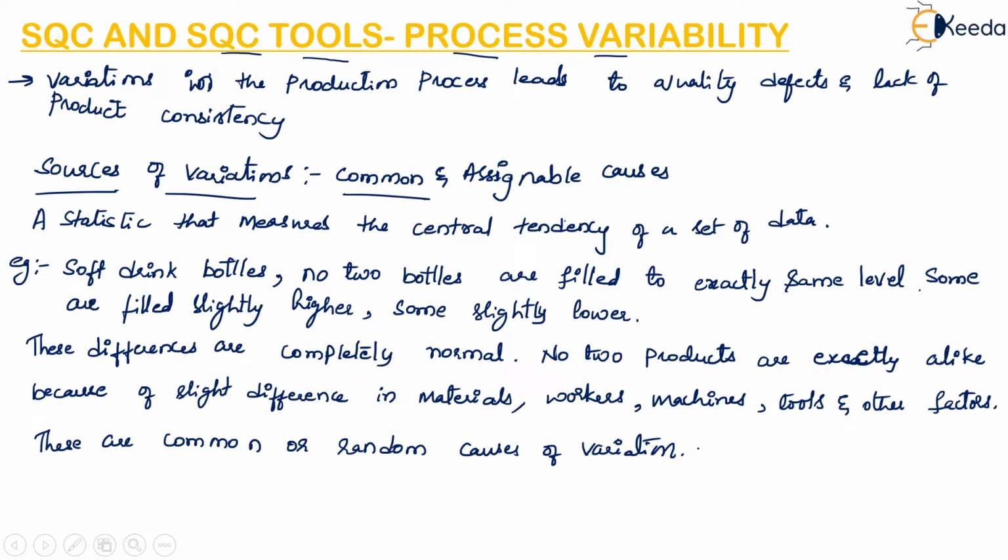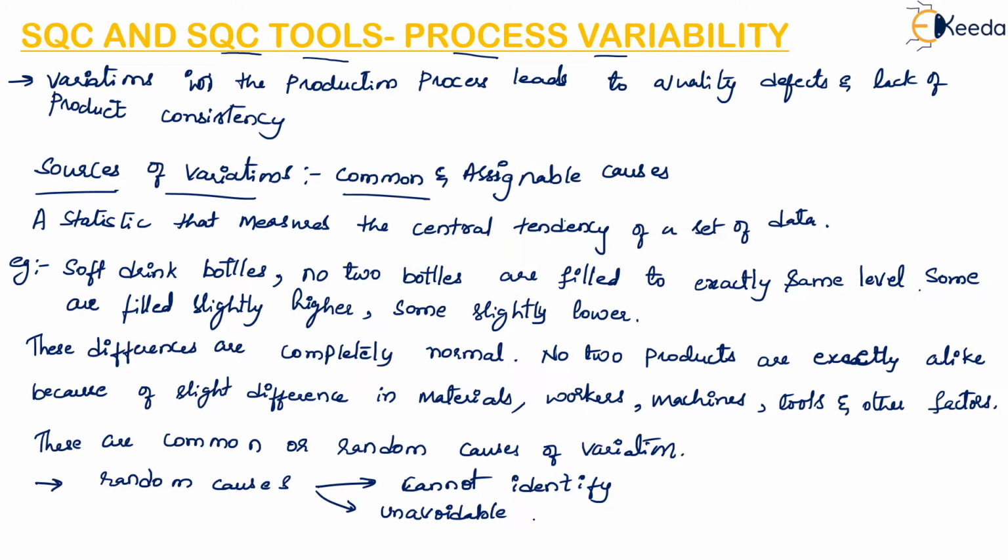So the common causes of variation are based on random causes that we cannot identify. These variations are unavoidable and are due to slight differences in the processing of the product.